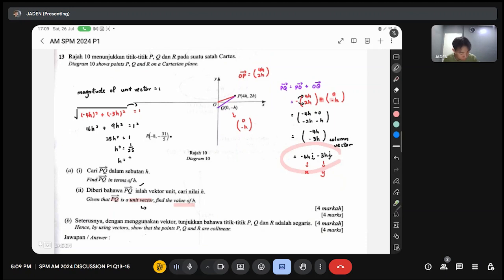h is equal to plus minus square root of 1 over 25. Now, if you square root 1 over 25, you'll get two possible answers. One is 1 over 5. The other one is negative 1 over 5. And you will have to pick the suitable one.